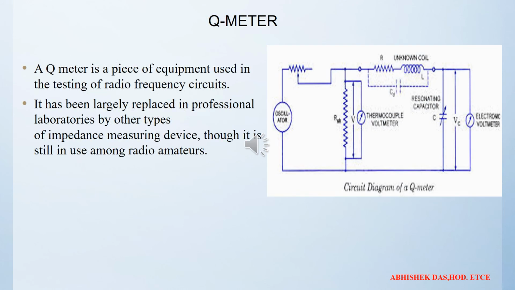Now we are going to discuss the Q meter. The Q meter is a piece of equipment used in testing of radio frequency circuits. It has been largely replaced in professional laboratories by other types of impedance measuring devices, though it is still in use among radio amateurs.